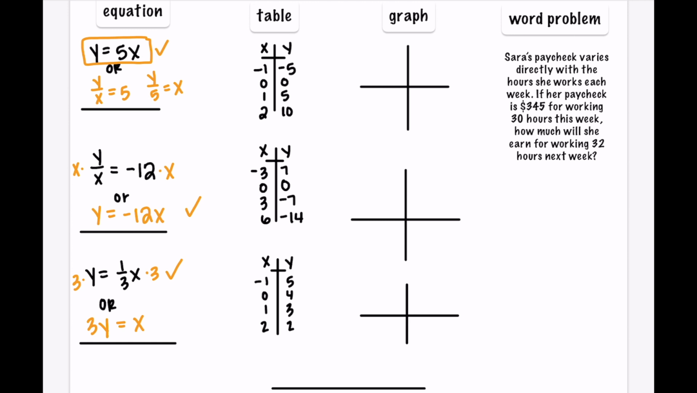Now looking at the tables. To determine if a table is a linear function that is a direct variation, first we need to make sure that there is a constant rate of change. So we want to look at how the y's are changing. From -5 to 0, that's adding 5, adding 5, adding 5. The x values are adding 1.